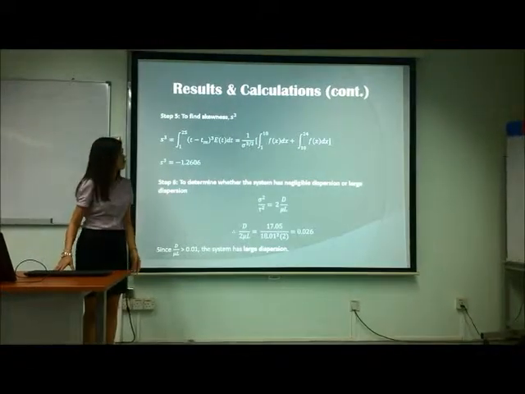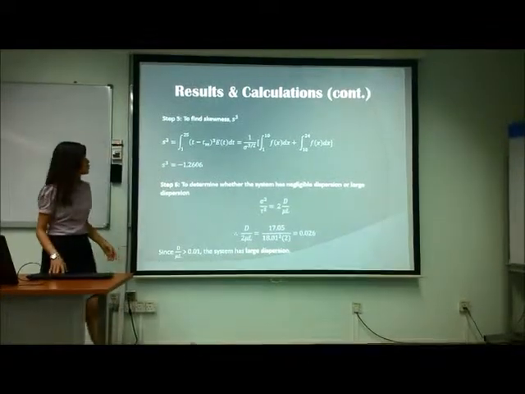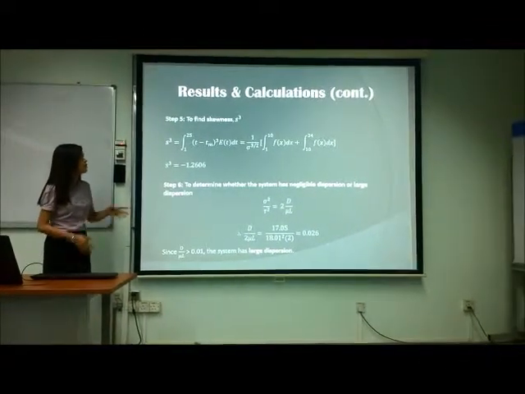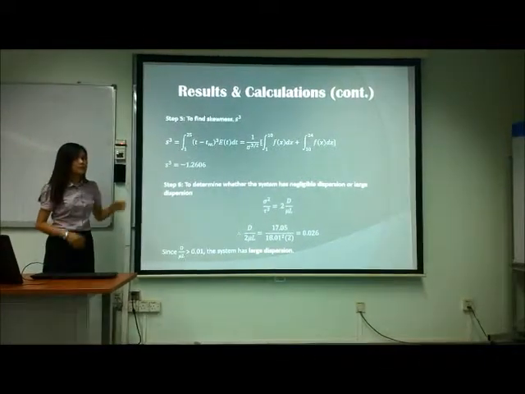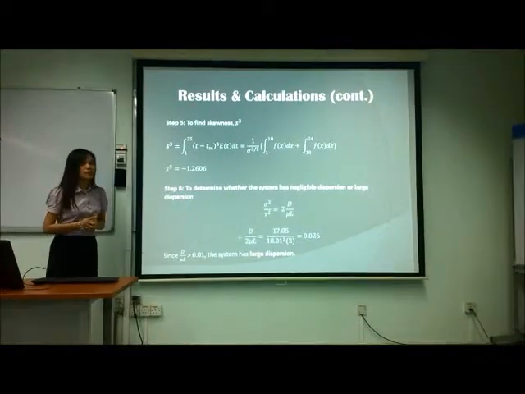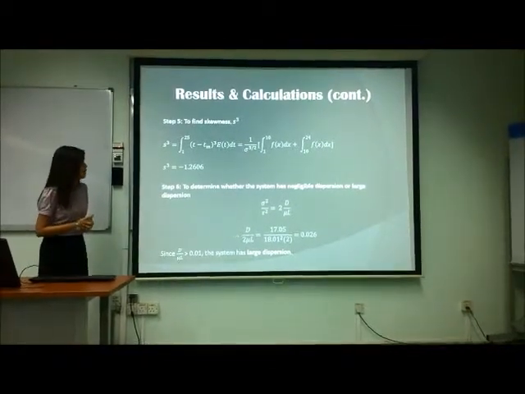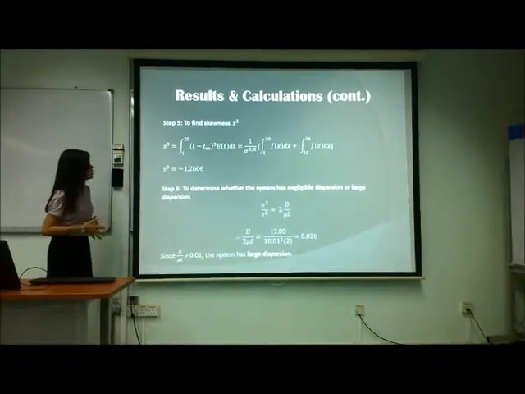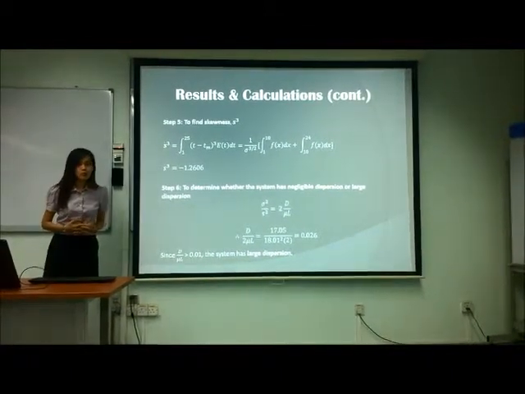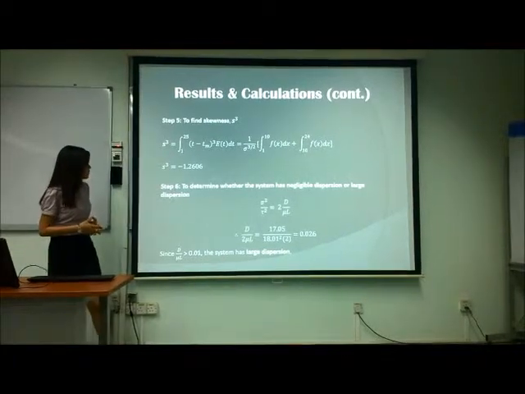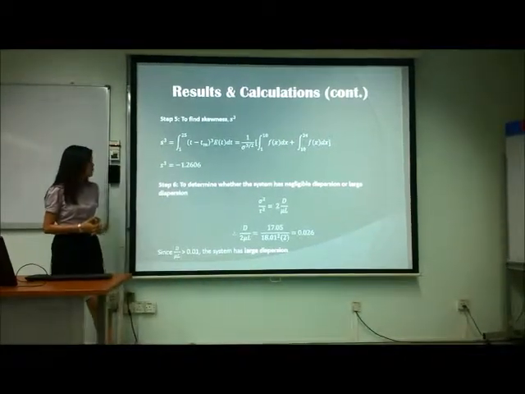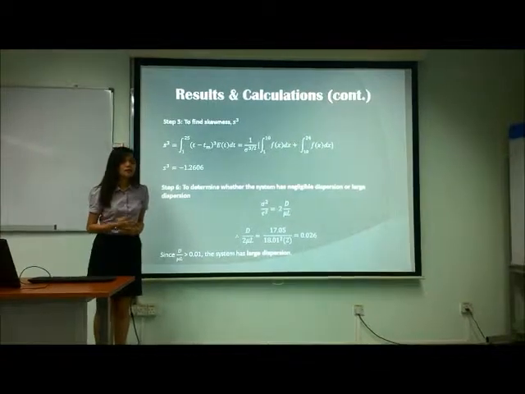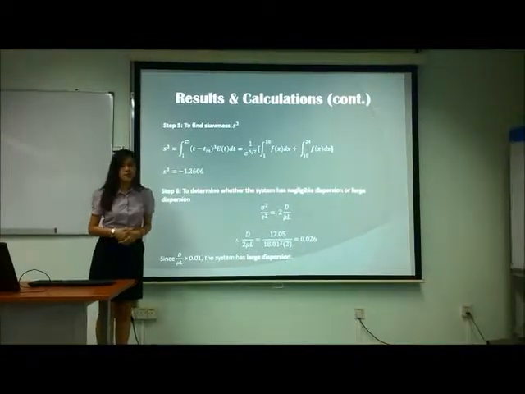Next, we calculate the skewness. To calculate skewness, we'll take the integral of t minus tm cubed multiplied by residence time distribution. And for this experiment, what we got for skewness is negative 1.2606.